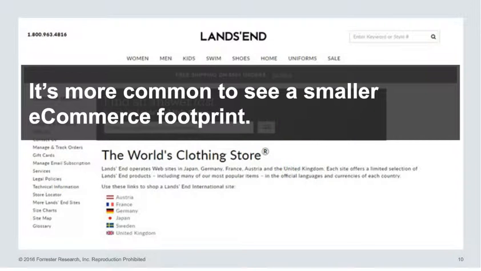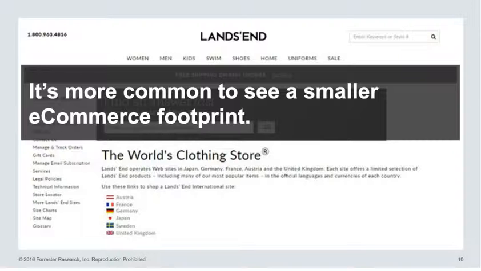So you'll see, despite the company's desire to establish a global footprint, that most international expansion efforts are still focused on that first tier or a handful of markets. Lands' End here has targeted their efforts on that first tier. They've got direct localized sites for mostly mature, large e-commerce markets and two smaller markets with a geographic proximity to their target markets.